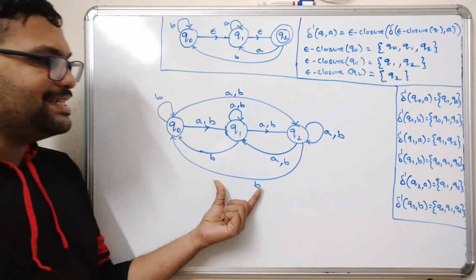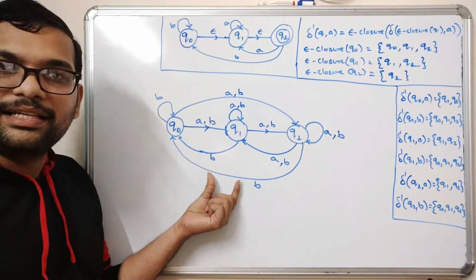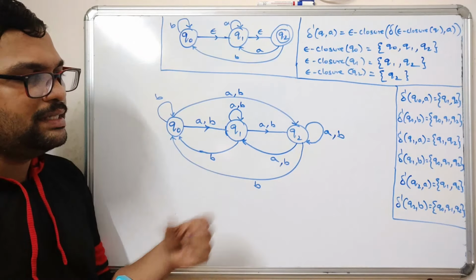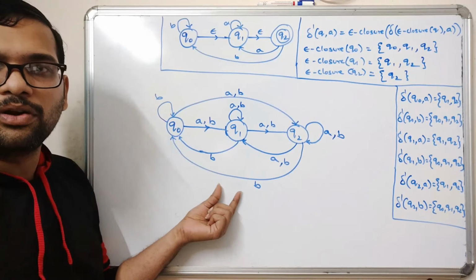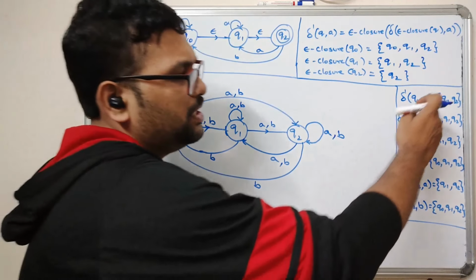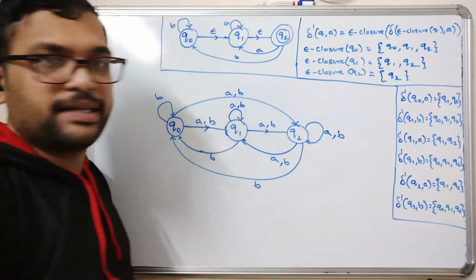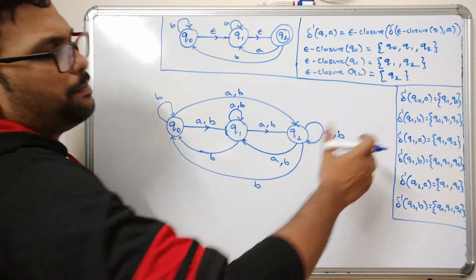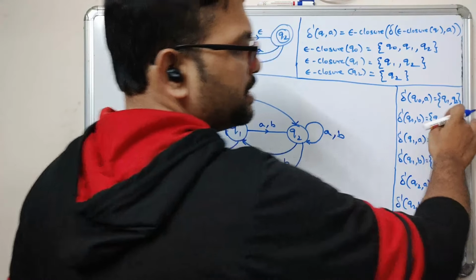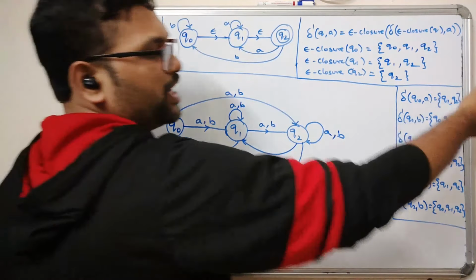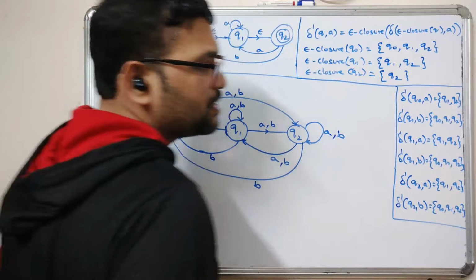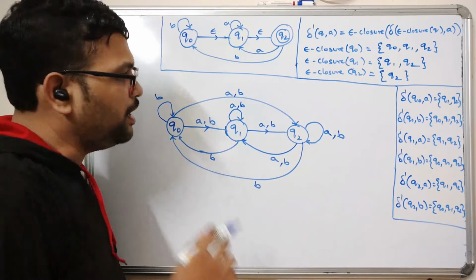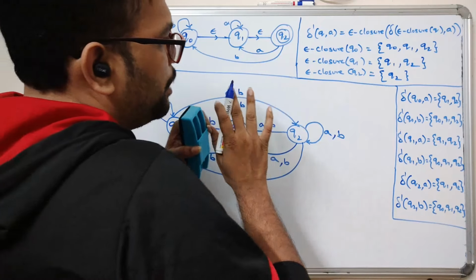So this is the NFA without epsilon, right? So simply by using this transition function, just draw the diagram. Or else you can simply represent the states. These are the states, right? So Q1, Q2 as one state, Q0, Q1, Q2 as another state, and you can just transit from one state to another state, right?